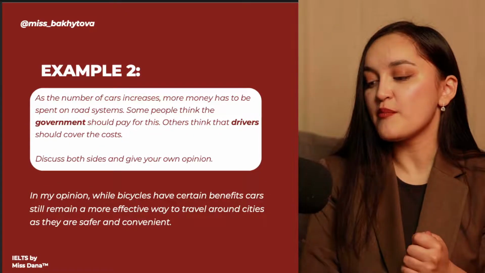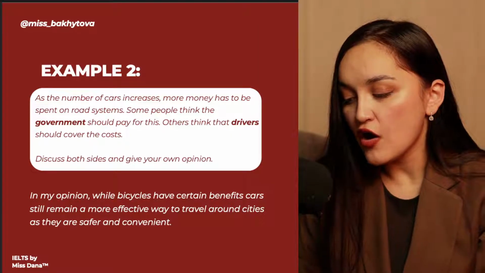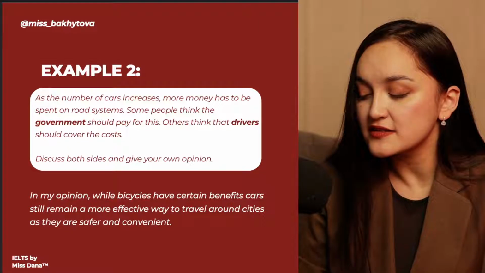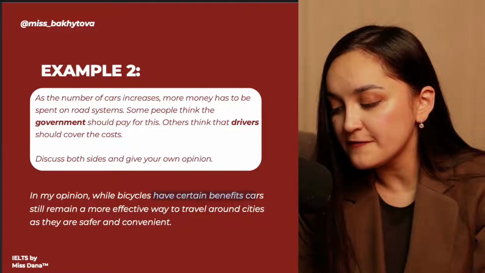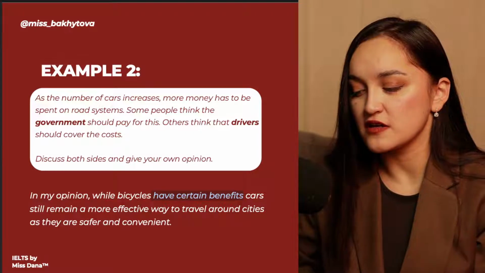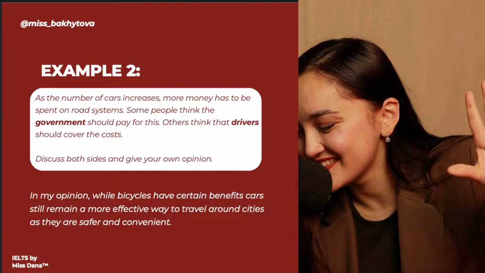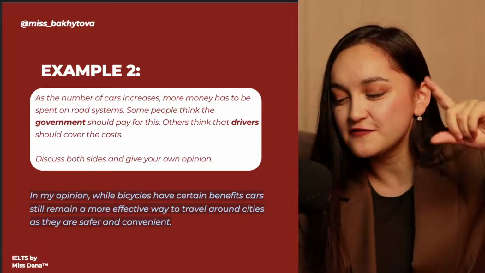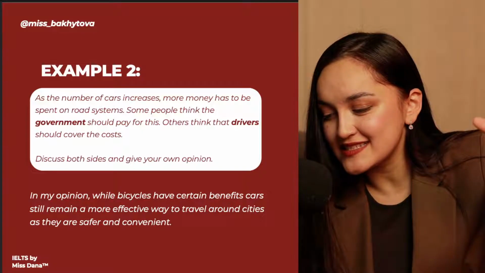Now let's take a look at my version. In my opinion, while bicycles have certain benefits, cars still remain a more effective way to travel around cities as they are safer and convenient. Okay? And instead of just leaving it as "have certain benefits," you may also write "such as," and then write the benefits of... oh, by the way, this is another topic. I'm sorry, guys. I'm so sorry, guys. I confused the topics here. This thesis statement over here is for cars versus bicycles. But it's okay. I mean, we can do basically the same thing for this essay topic.